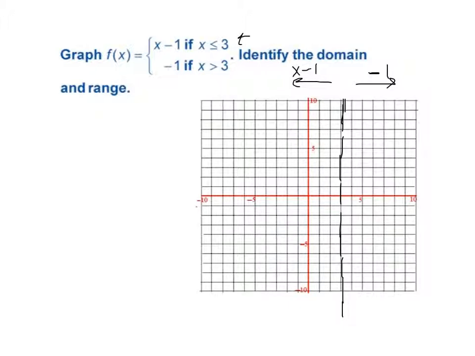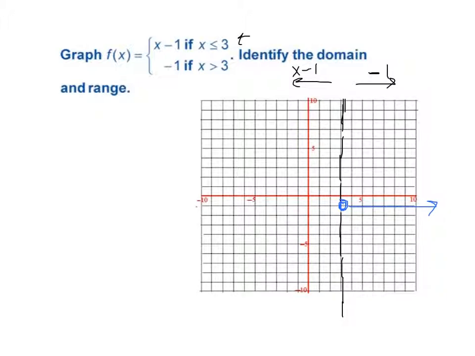So I'm going to go at 3, and -1, and I'm going to put an open circle. And then it says where it's greater, that is -1. So I'm going to draw the line, y equals -1, but just to where the interval ends. Okay, on the other side, what I'm going to do is graph this line, x minus 1.